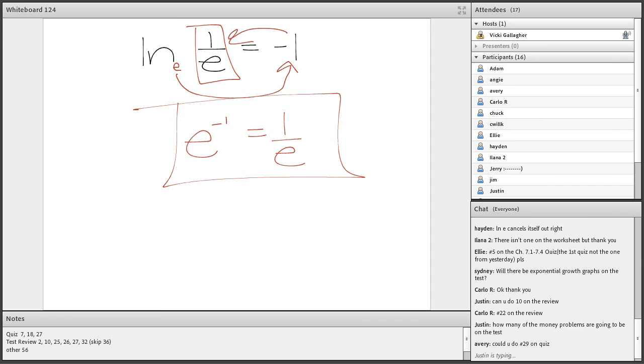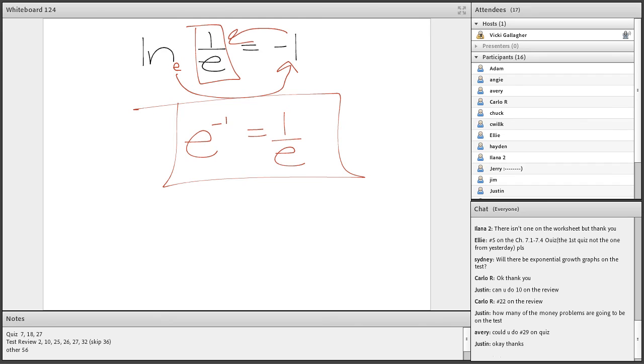Oh, Carlo, you keep asking about the ones you don't need to know how to do. Number 22 is skipped for the same reason that you don't need to know how to do number 36. So we are going to skip number 22 on the review as well. If you desperately want to know how to do that problem, I can teach it to you, but I can guarantee you that it will not be on the test.